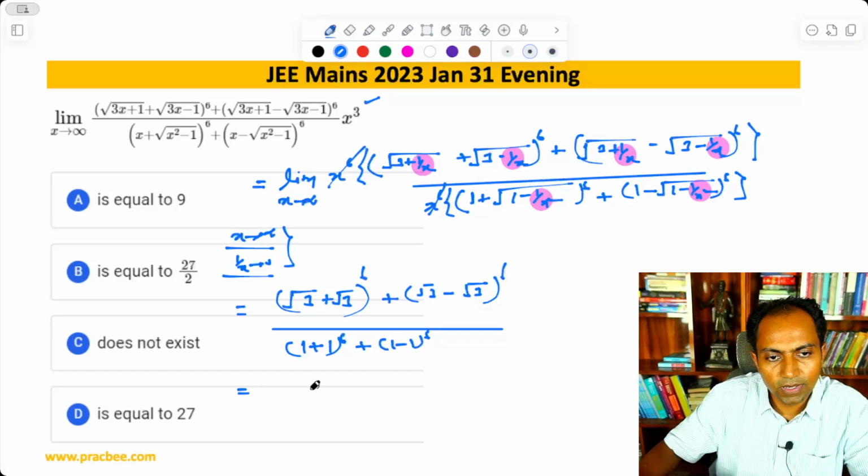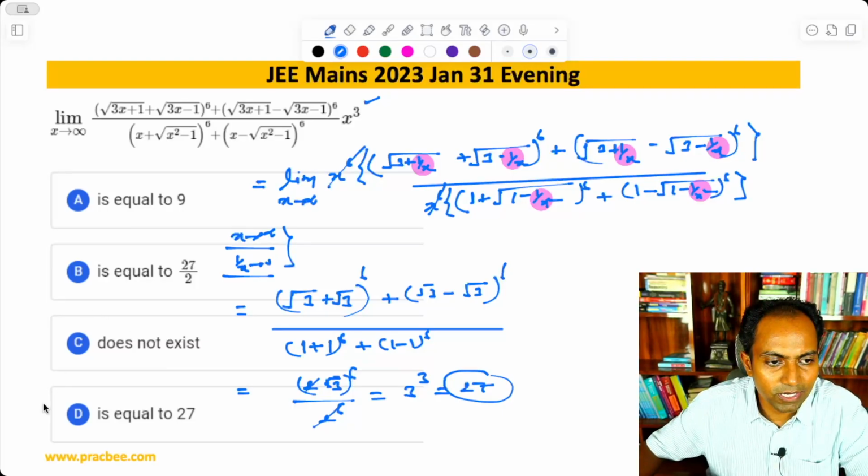If I simplify, this is 2 root 3 raised to the power 6 by 2 raised to the power 6. This cancels out and this comes out to be 3 cube, that is equal to 27. Let us check the option. You can see that it is option D.